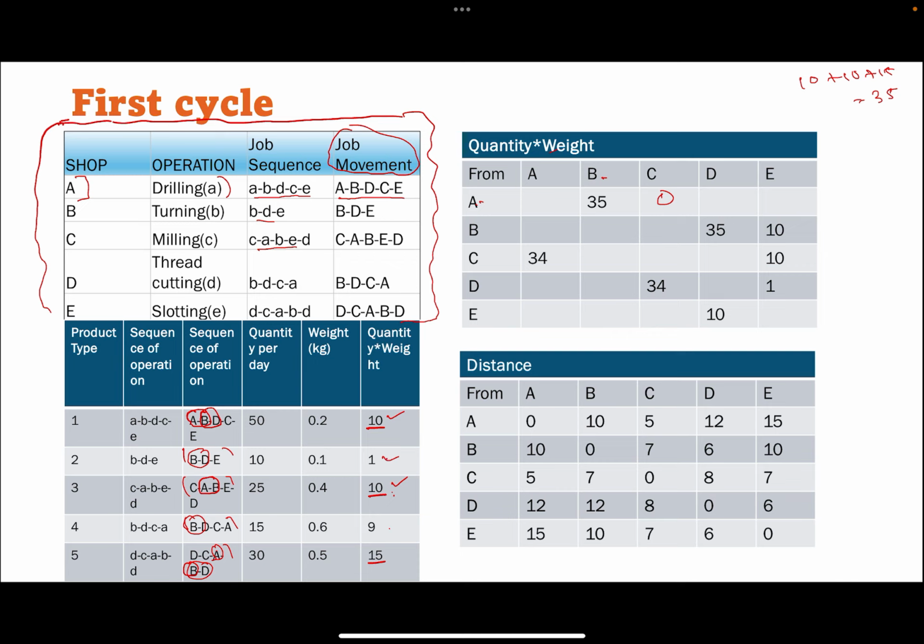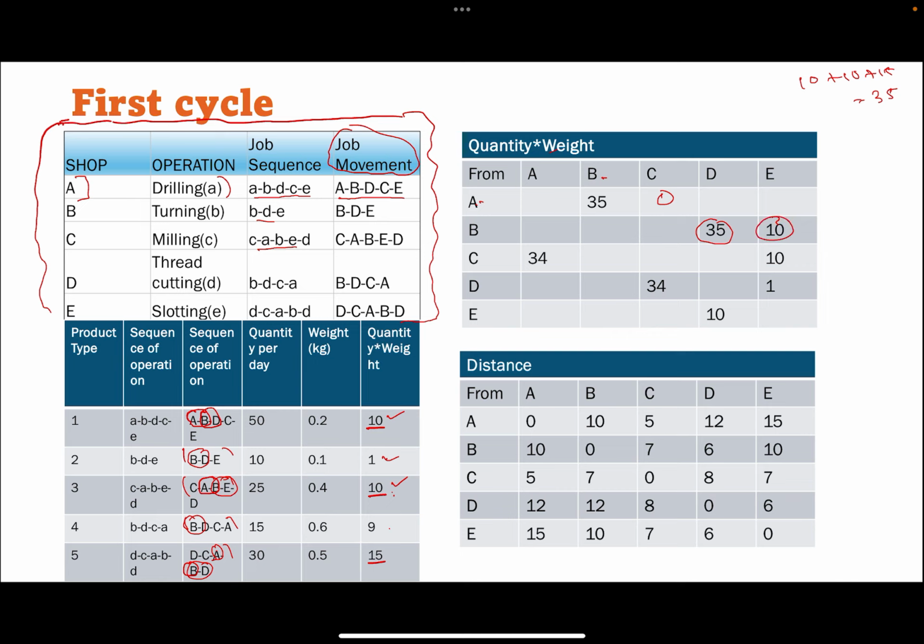10 plus 1 plus 9 plus 15. So that is again 35. So in this manner, let us look at one more also. B to E: if you look at it, you can find one B to E here, and there is only one, so that is 10.